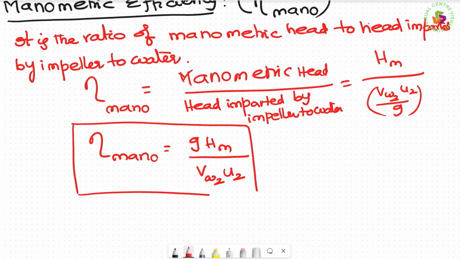If you can recollect, in reaction turbines, for hydraulic efficiency, what equation did you use? Almost it is g H divided by basically Vw1 U1. So just observe what is happening here.